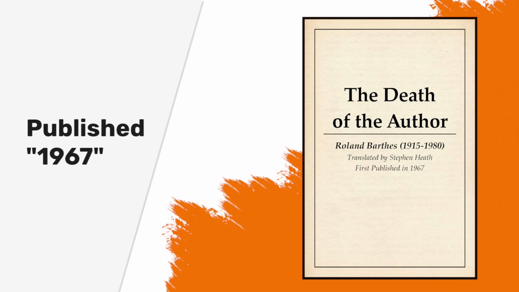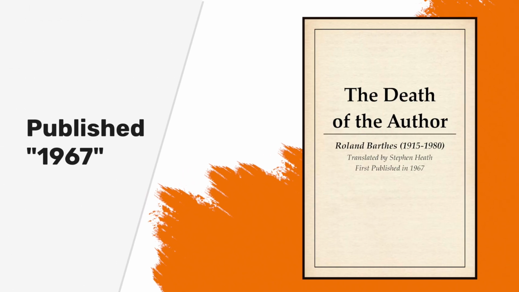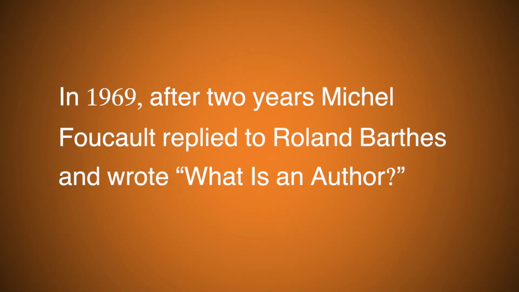So all this philosophy of Michel Foucault started with Roland Barthes' essay. Roland Barthes says death of the author. He wrote this essay, the death of the author, in 1967. You have to remember the years from all the literary theory because they are asking the chronology also. So 1967, death of the author is written by Roland Barthes, and then after 2 years, Michel Foucault replied to Roland Barthes and he wrote What is an Author in 1969.